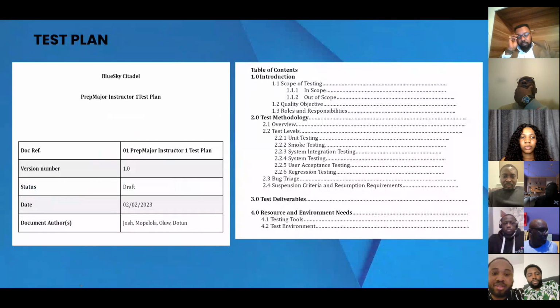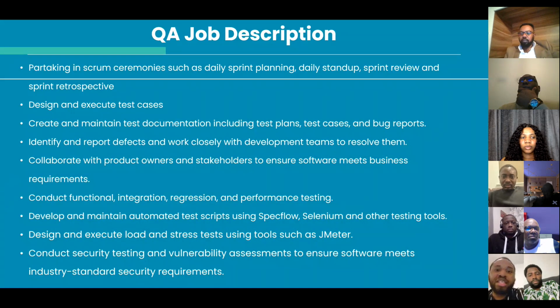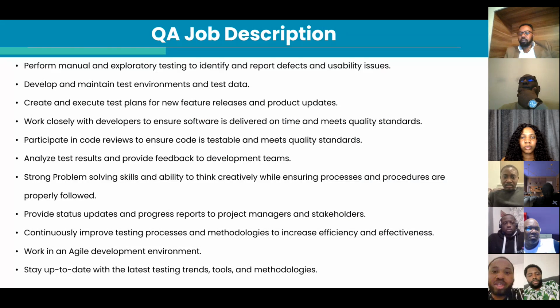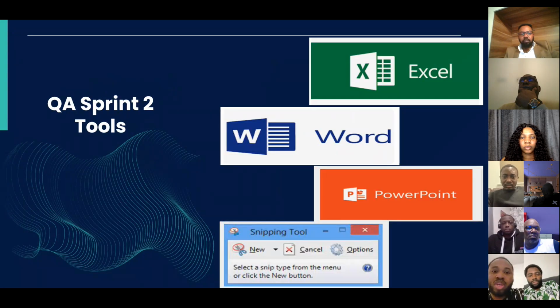Next. Also on this slide, we have definition of bug and task. Next. Here is a screenshot of our test plan and our test plan table of contents. Next. Also, we have our test strategy. Next. Here is our job description as a QA. Next, also job description. Here are the tools we use in Sprint 2, Azure DevOps. Next. Also, we have tools we use in Sprint 2 on this slide.